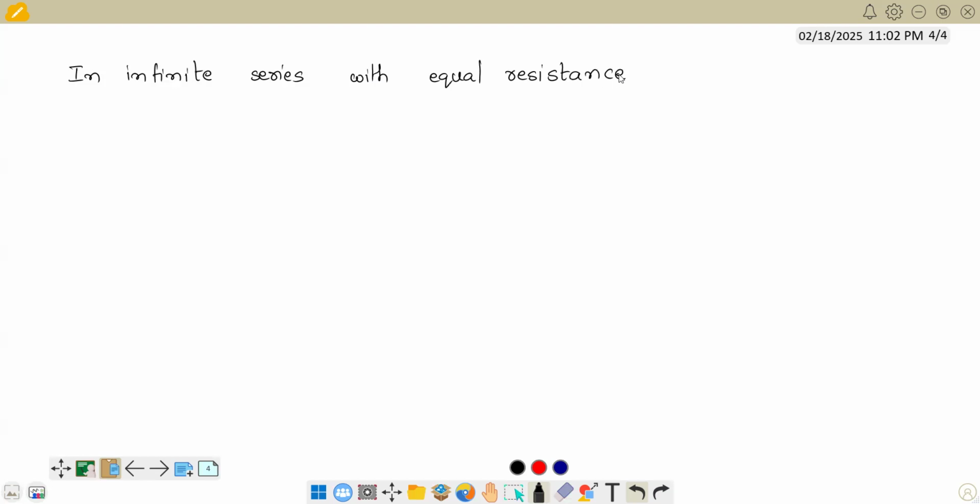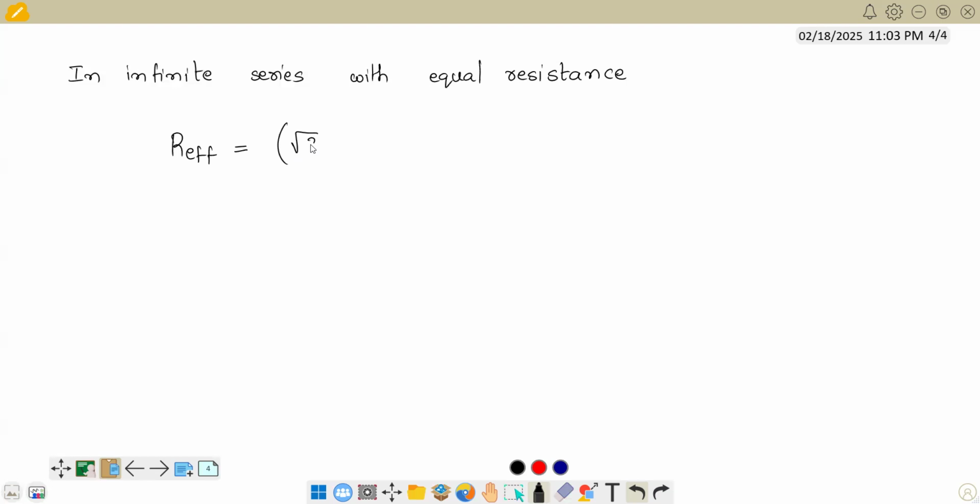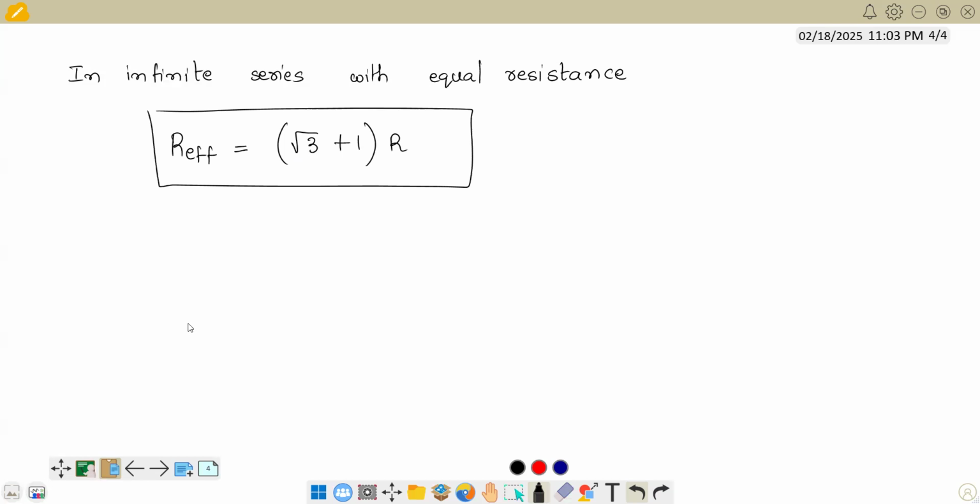it is better if you remember. So the formula for R effective is, if I remove this 2, root 3 plus 1 into R. This is the formula that we are getting. So based on this formula, what's the correct option? Root 3 plus 1 into R. In our given problem, the R value was 1. So based on that, we can write R effective equals root 3 plus 1 ohm.